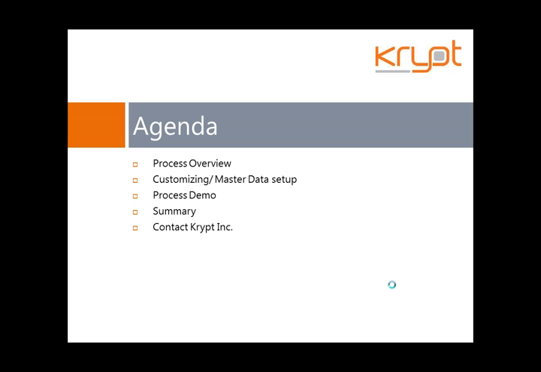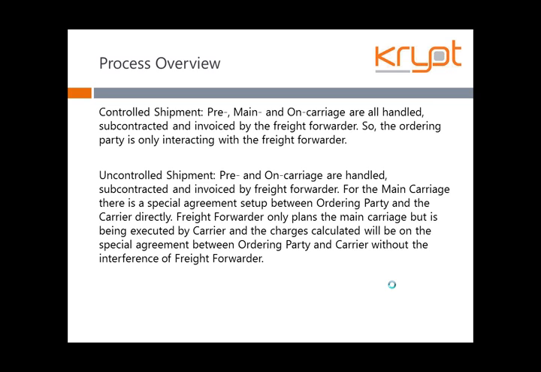This is the agenda. Initially, we will be going through the process overview, then the customizing and the master data setup required for the system setup, then the process demo, the summary of things that we have learned, and then the Crypt Incorporated contact details. So initially we'll go through the process overview.